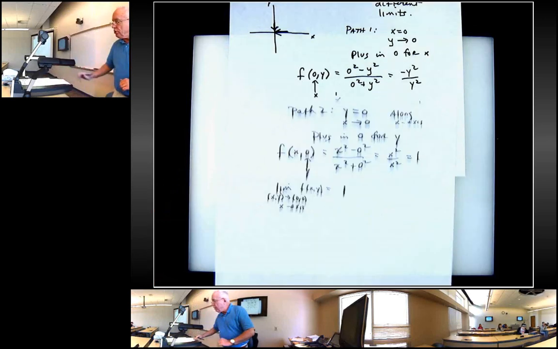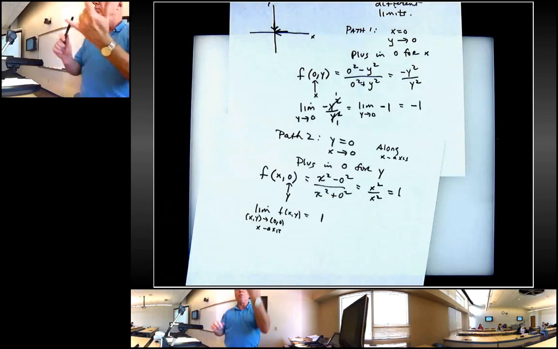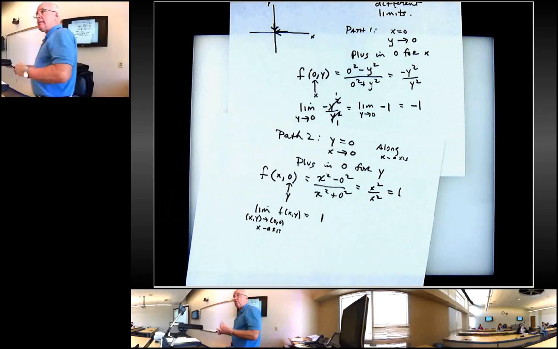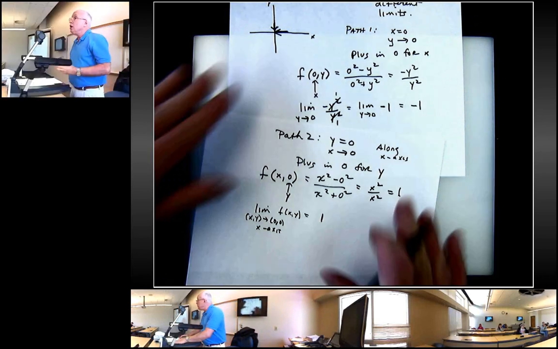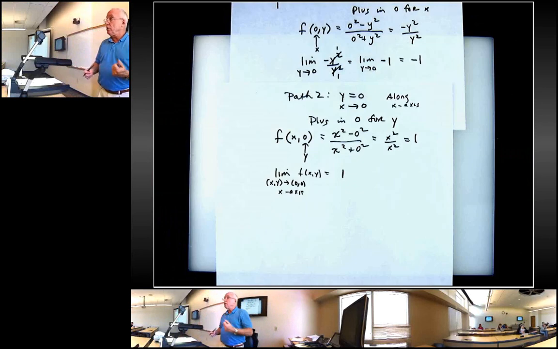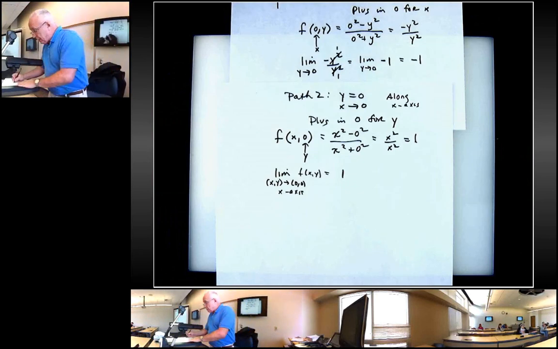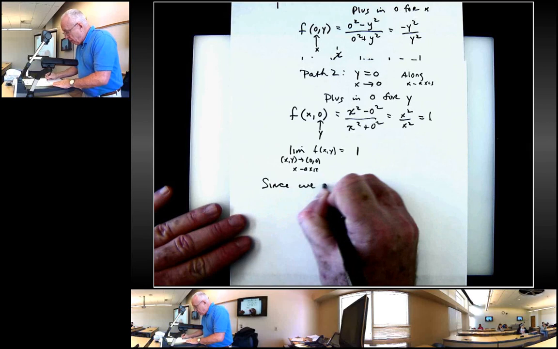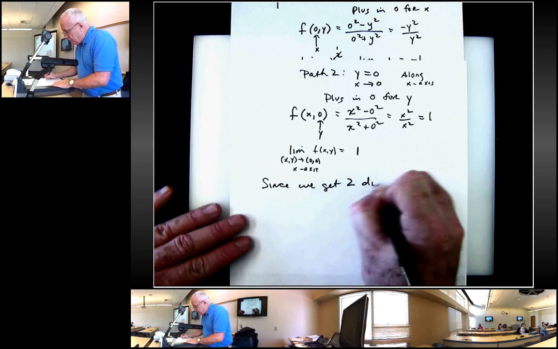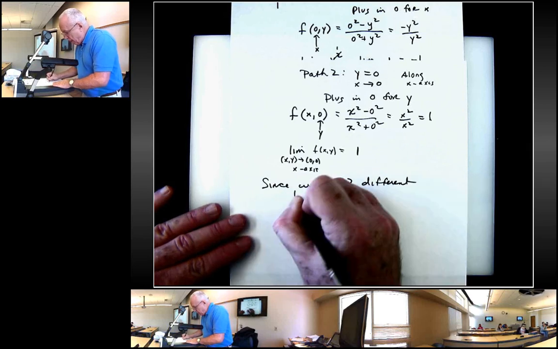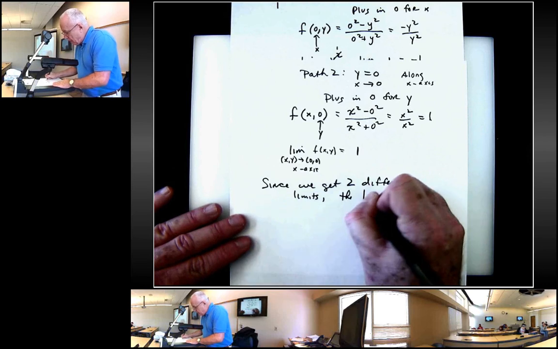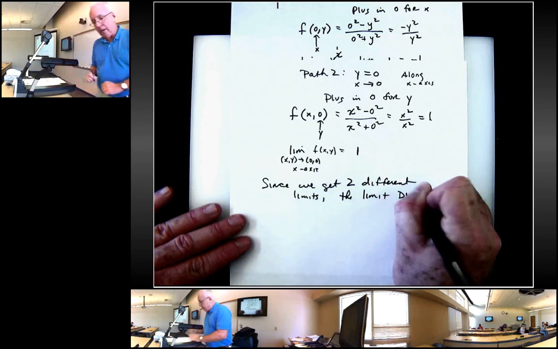So we found two different paths, though. We found one path where the limit was -1, another path where it was +1. And that's the kind of thing you have to demonstrate, for me, in order to show that there's no limit. So since we get two different limits, the limit does not exist. Okay.